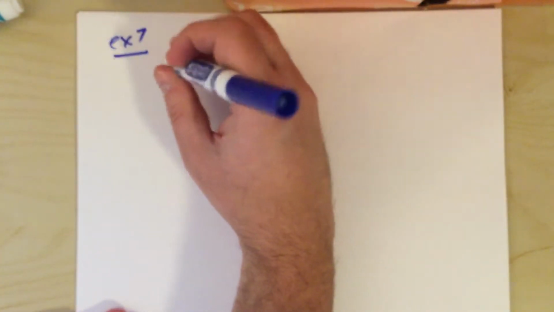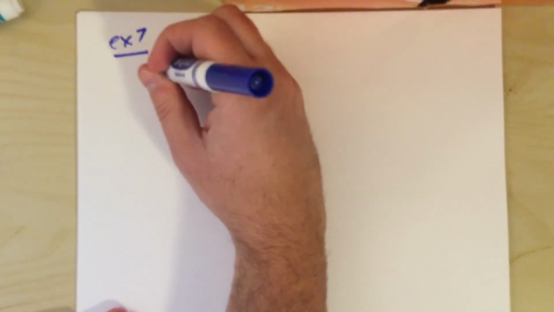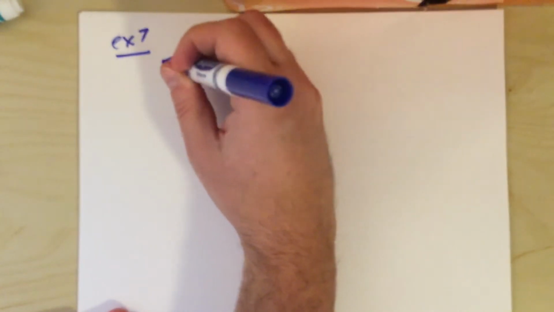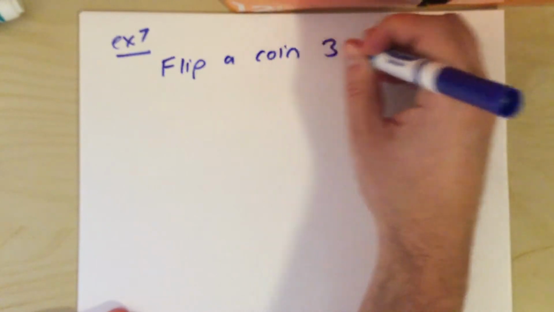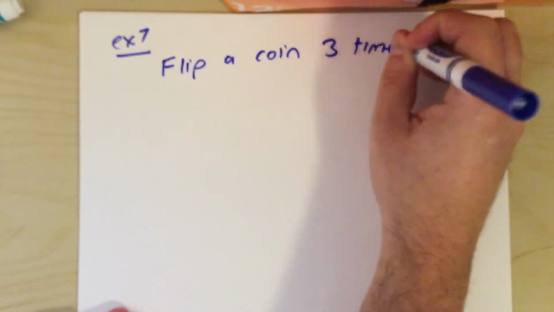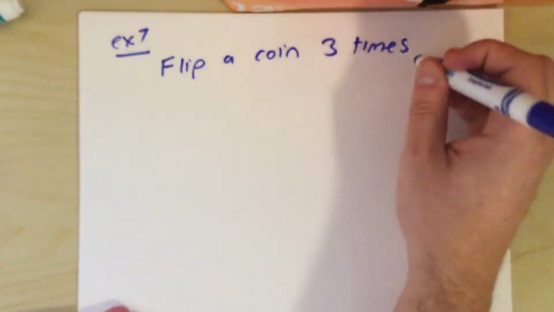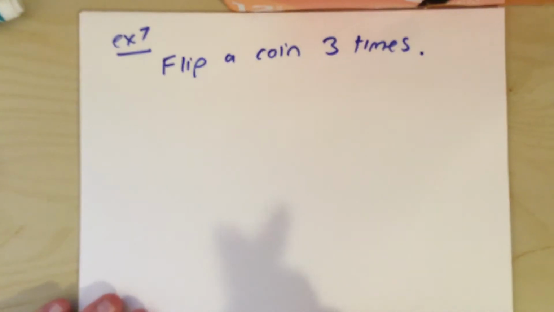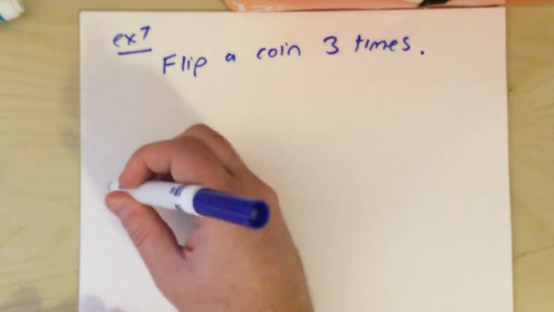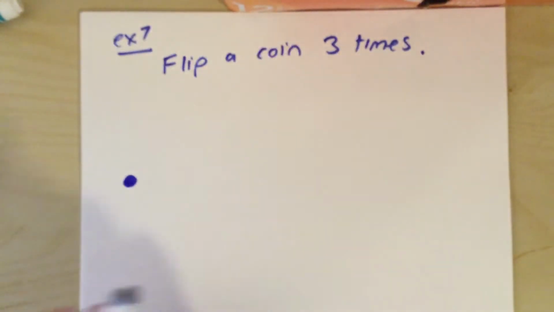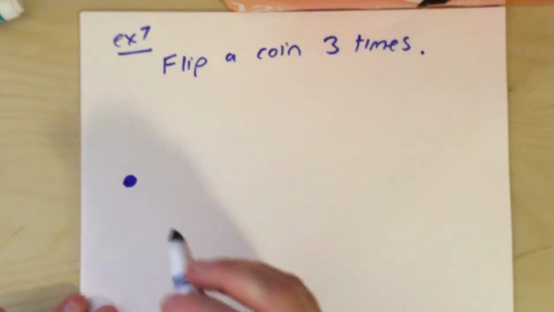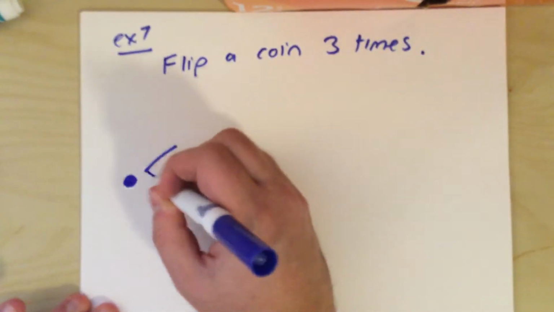Let's do another tree diagram. We're going to flip a coin 3 times. So we're going to flip it once, twice, or 3 times. And I want to list all the possible outcomes. So how many different ways? So what we have is, pause it, try it yourself. I'm going to go ahead and give the answer.